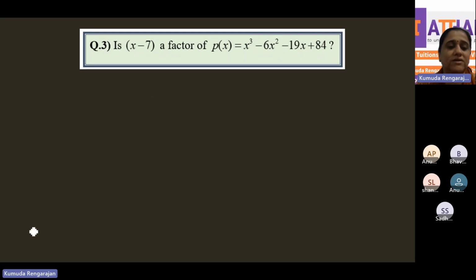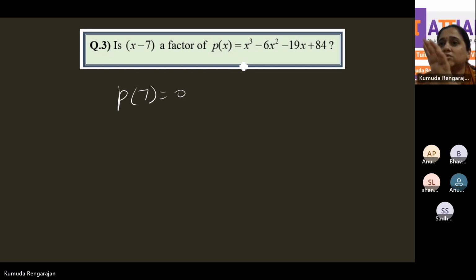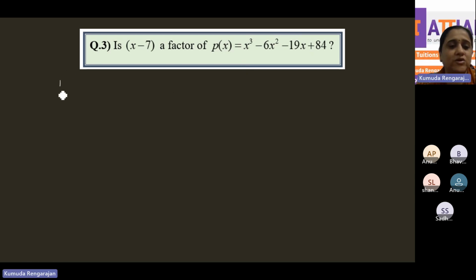See, we cannot write P of 7 is equal to 0 because the question is: is x minus 7 a factor of P of x? So how do we decide if it's a factor or not? Normally, we do the long division, and if we get remainder 0, it's a factor. Otherwise, it's not a factor. Same thing here. You should find P of 7. And if you get the answer as 0, it's a factor. Otherwise, it's not a factor.